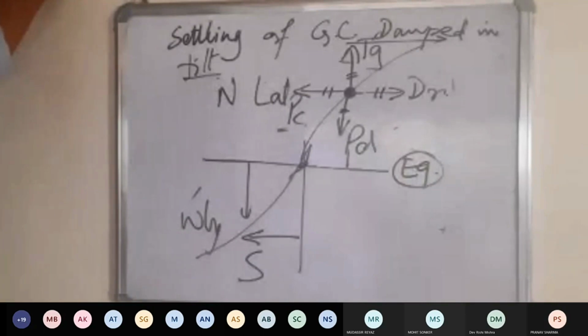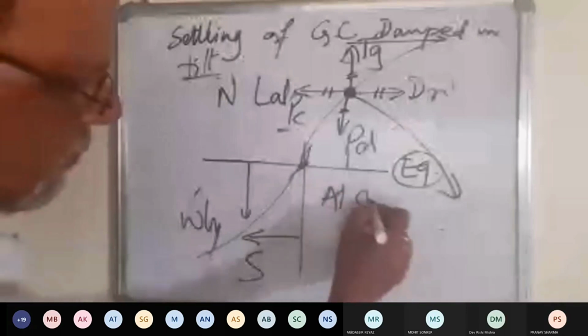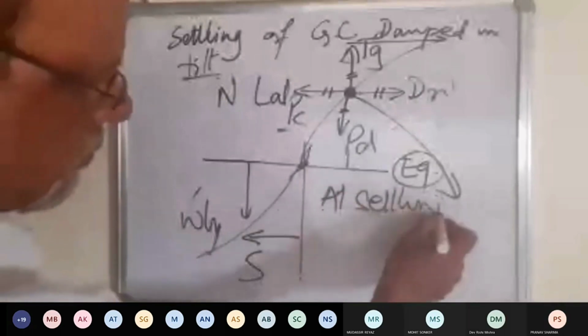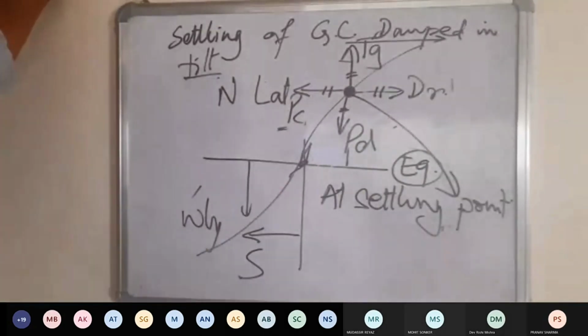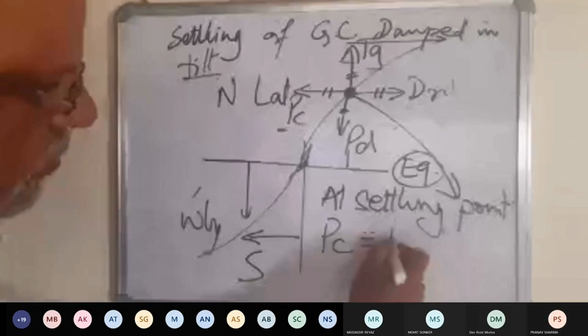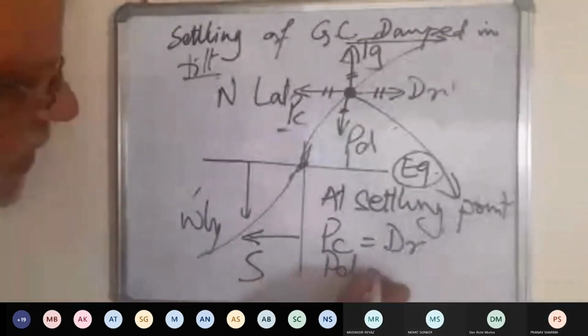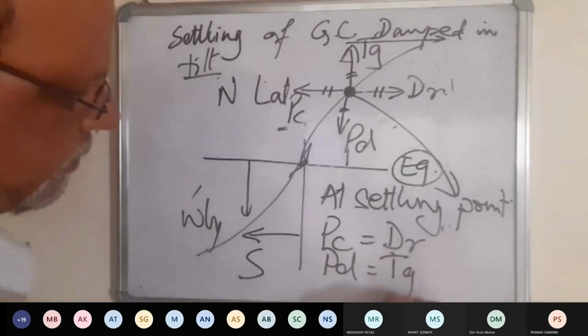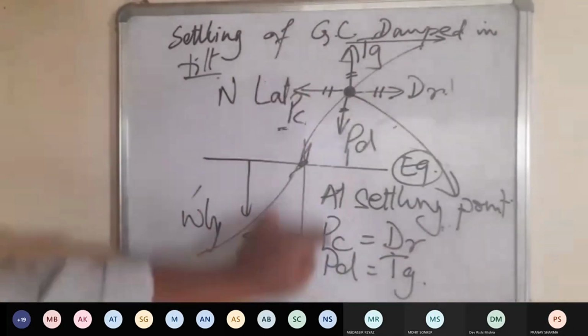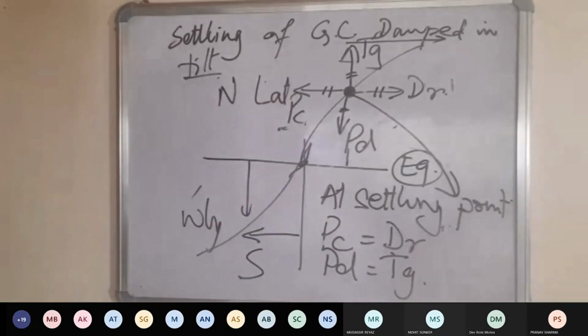So at this settling point, PC is equal to DR and PD is equal to TG. This is the settling condition. Are we good?